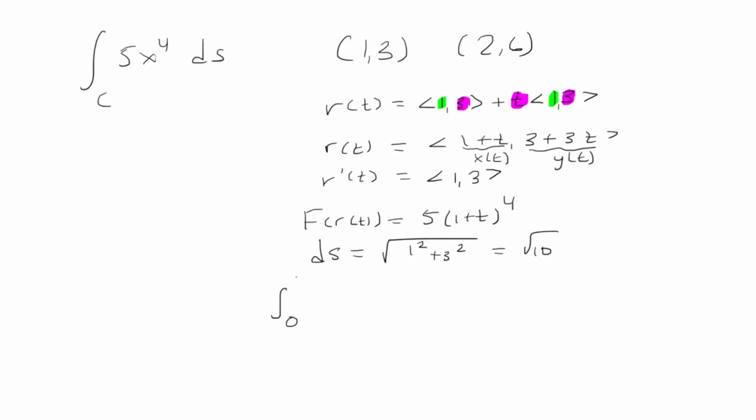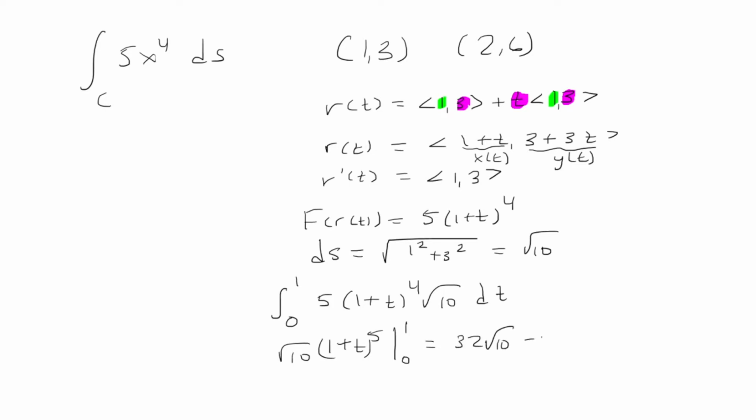So that means we're going from 0 to 1 of 5 times (1 plus t) to the 4th times root 10 dt. Integrate this, we get (1 plus t) to the 5th, and we'll put root 10 in front, and then we have to go from 0 to 1. That's 32 root 10 minus root 10, which is 31 root 10.